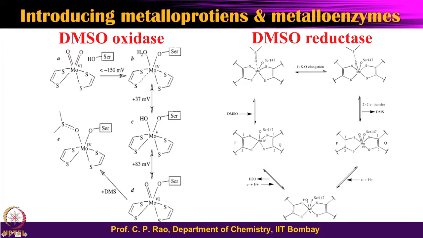So, therefore, in one case DMS is oxidized to DMSO. In the other case, DMSO is reduced to DMS. Okay? So, as you can see over there, the type of reactions that are going on. So, the 6, 5, then the 4, etcetera. So, that you can see.